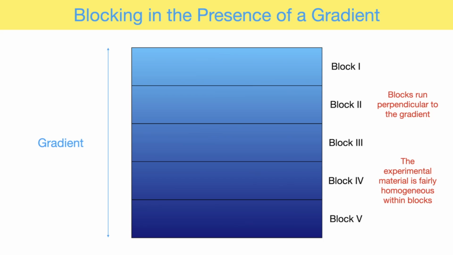In terms of color, within a block, it tends to have the same shade of blue. There are slight variations within a block, but the shade of blue within a block is much more similar than the difference in shades between blocks. That is the goal. We want to make that experimental material as homogeneous as possible within a block. And so that's why, when we create the blocks, they are oriented perpendicular to the gradient, and the different blocks run up along that gradient.